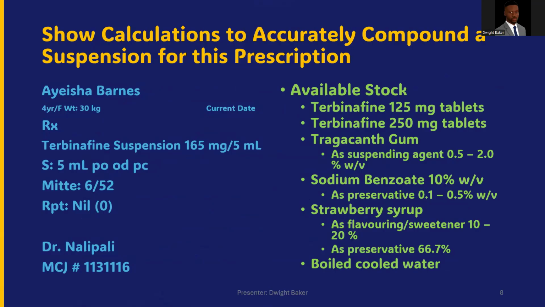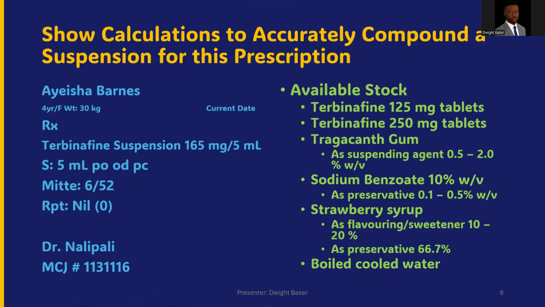Some things that you need to consider: if you're making a suspension, you might need a suspending agent. You might need a preservative depending on the prescription that you're making up. And then you may need a flavoring agent or a sweetening agent for that prescription as well. There are some other things that you will need to consider as well, but for the purpose of making a suspension, we will just look at these specific ones: the suspending agent, the preservative, the sweetening or flavoring agent, and the vehicle. In this case, we're going to be using boiled cooled water as a vehicle.